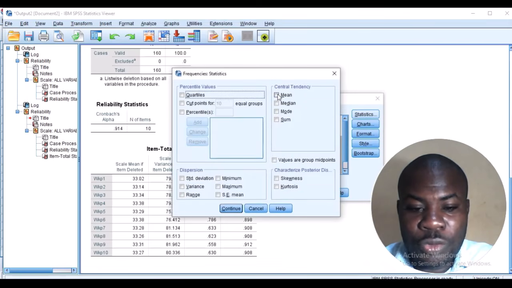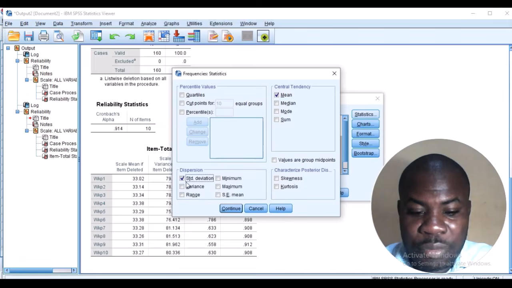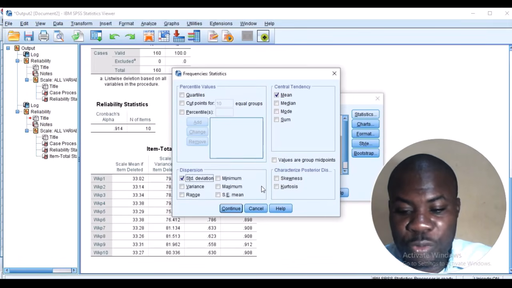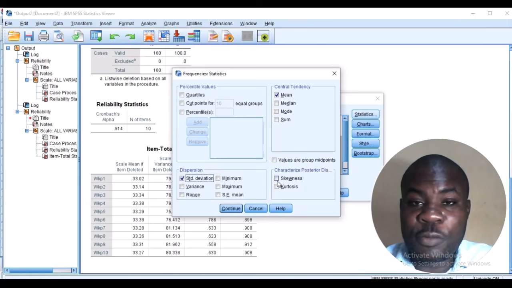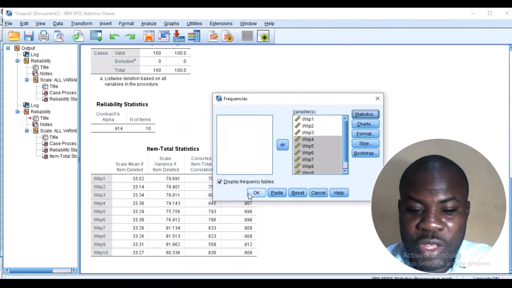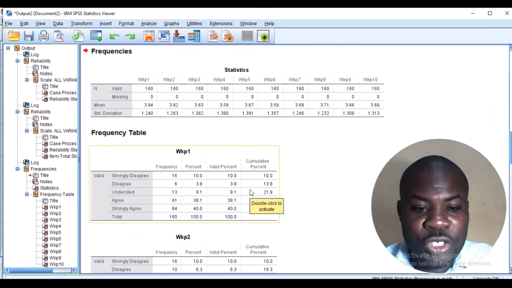Then you want to check the mean, you want to check the standard deviation. Please note that any of these buttons that you check here, the analysis will produce the results for you. If you want to select skewness and kurtosis, the analysis will give you the output. Then I will select continue, and then I'll click OK.